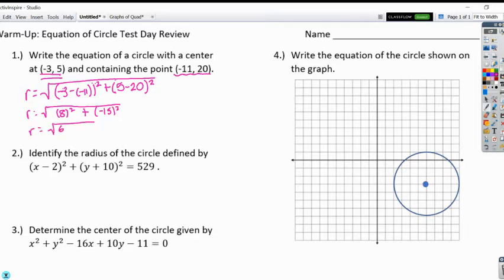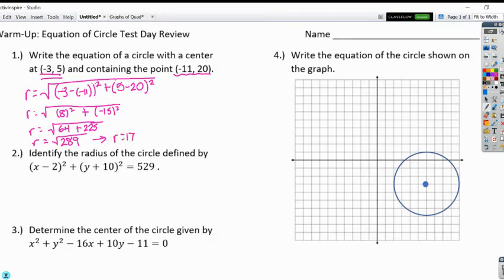So that 8 squared is a 64, negative 15 squared is a 225. We'll go ahead and add both of those together. And you're talking about the square root of 289. That is a perfect square, so the radius here must be 17.